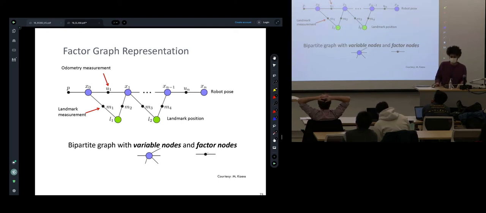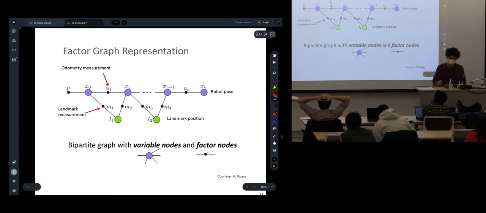All the edges are called factors. These factors are measurement models. To make it more concrete, for us, every measurement model is the residual in the least squares problem that we defined. It is a relationship between these variables and your measurement. And this is called a factor graph.